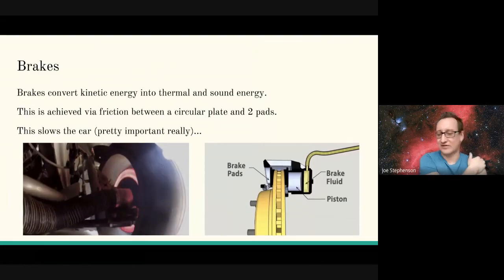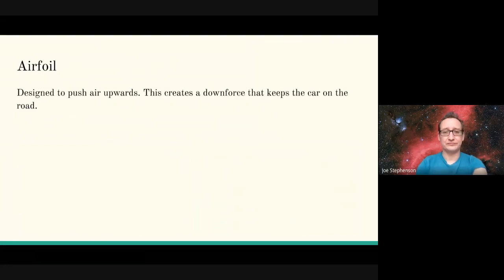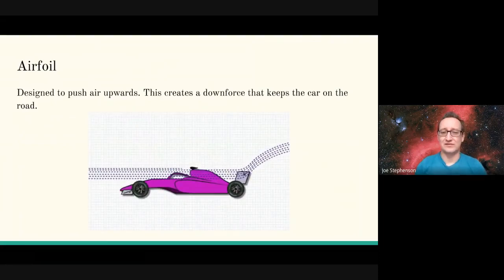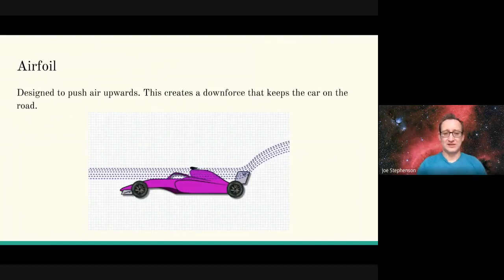Now, another use of forces in Formula One is the airfoil. So what I mean by this is the spoiler at the back. Now, the spoiler at the back is designed to push air upwards, which is a bit odd, isn't it? Why do we want to push air upwards? Now, the key thing here is this creates a downforce. So what we can actually see here is the Formula One car, and we can see the air moving over it. Now, it's low to the ground. It's streamlined. That's all good.